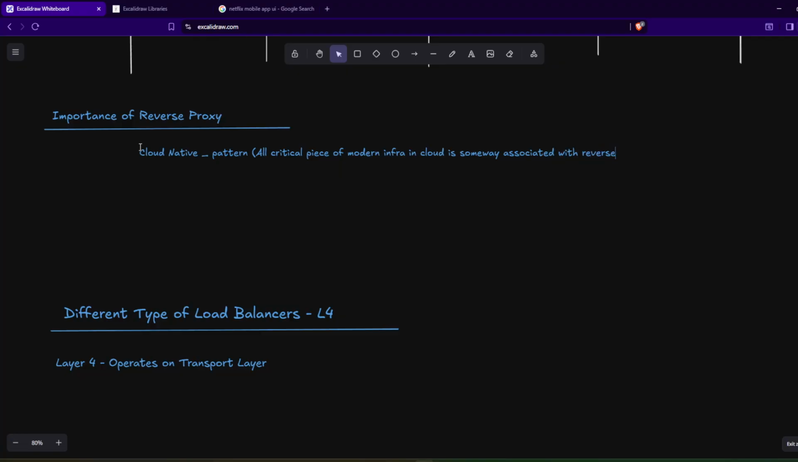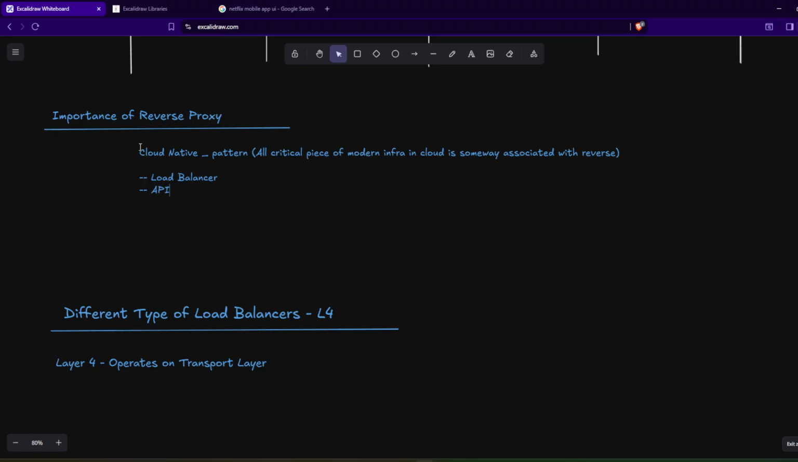a reverse proxy. We will see that either it is sending data to the reverse proxy, or it itself works as a reverse proxy, or it is getting data from the reverse proxy. That is why it is a very important cloud native pattern. And what are the types of reverse proxy? Load balancer is one type of reverse proxy. Reverse proxy has many other forms.